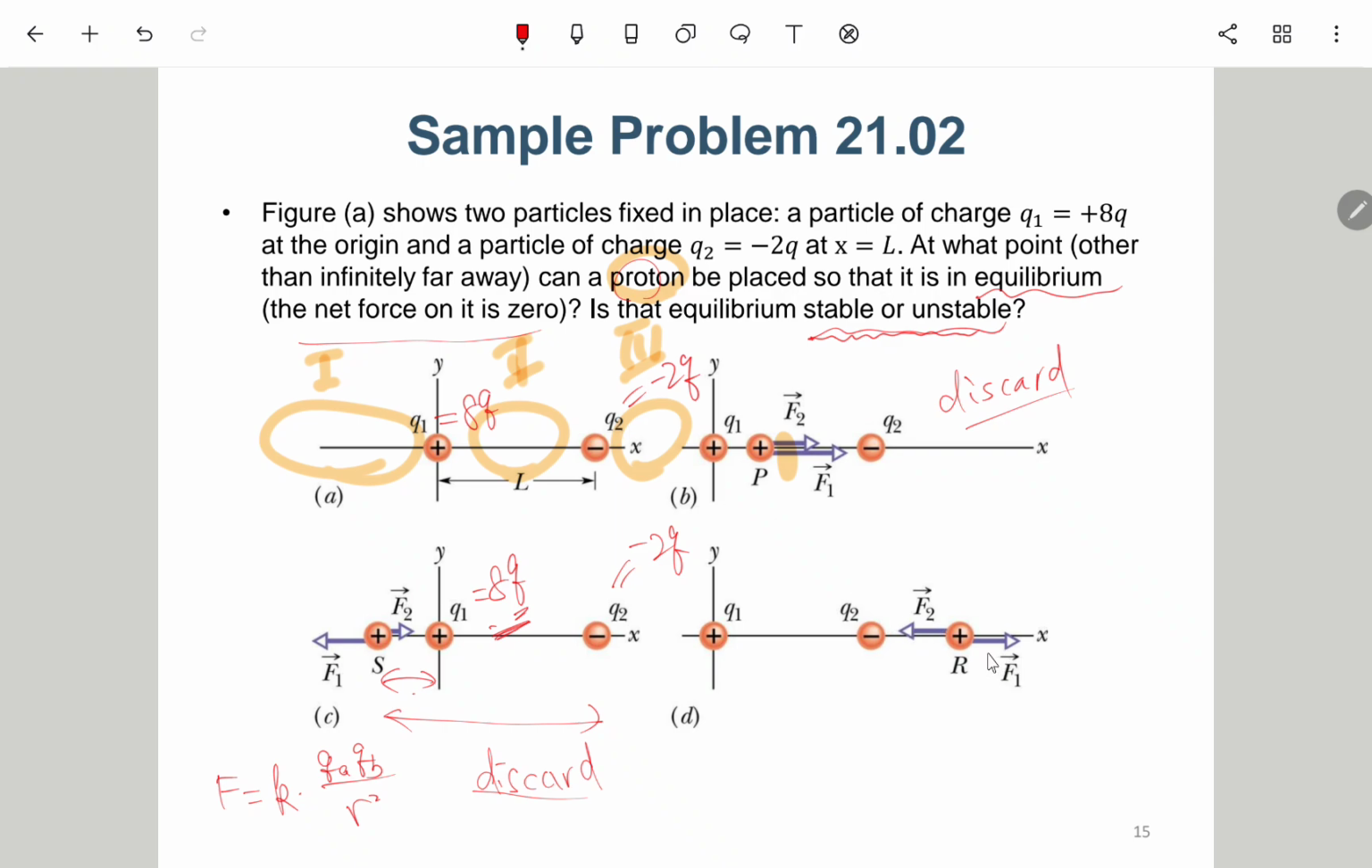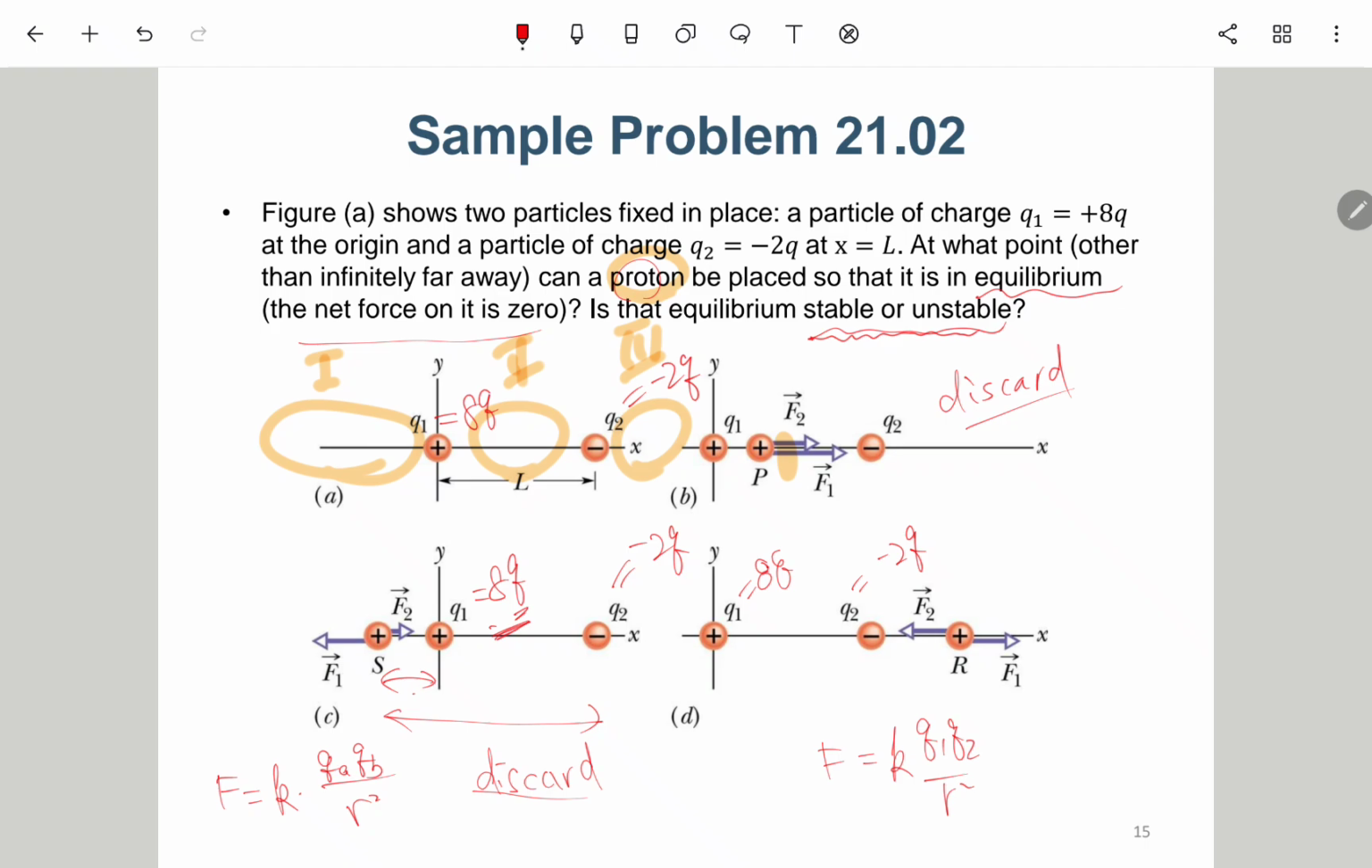So for region 3, we also look into this one. Still Q1 is 8Q and Q2 is negative 2Q. For Q1, the charge amount is larger, but the distance is also longer. The distance will give a smaller value, but the charge amount will give a larger value. So maybe there is a point somewhere where they will perfectly balance.